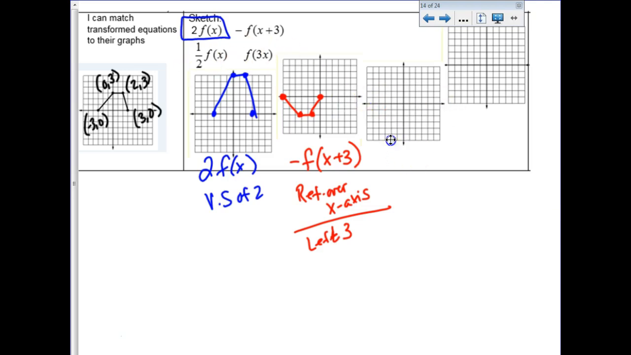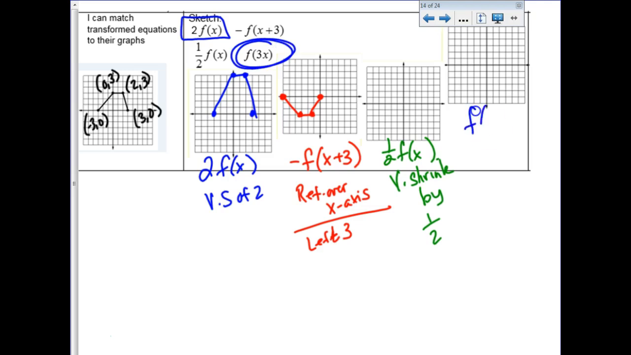When you throw a 1/2 in front of a function, that means you're going to vertically shrink by half. For the sake of time, I'm going to skip doing that one, but basically you take those top y values and you pull them down by a factor of half. So instead of being at 0, 3, that one's going to now be at 0, 1.5. Instead of being at 2, 3, it's going to be at 2, 1.5. This one I'm interested in, though.